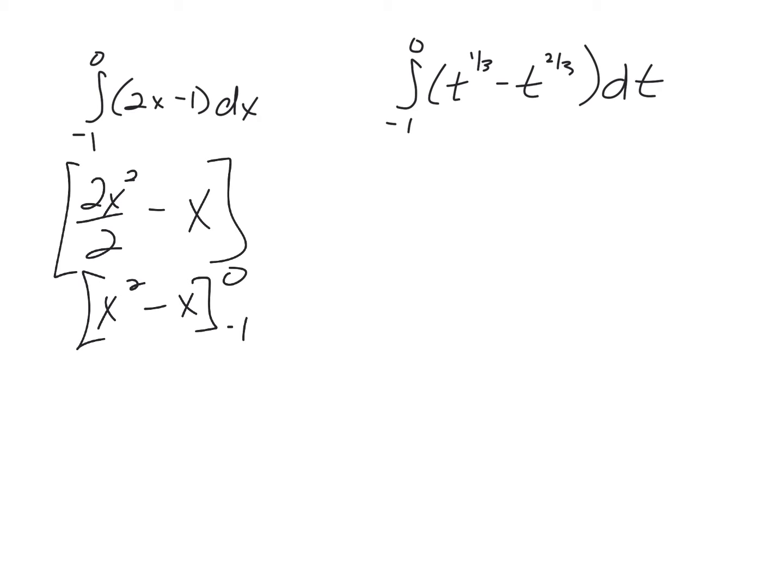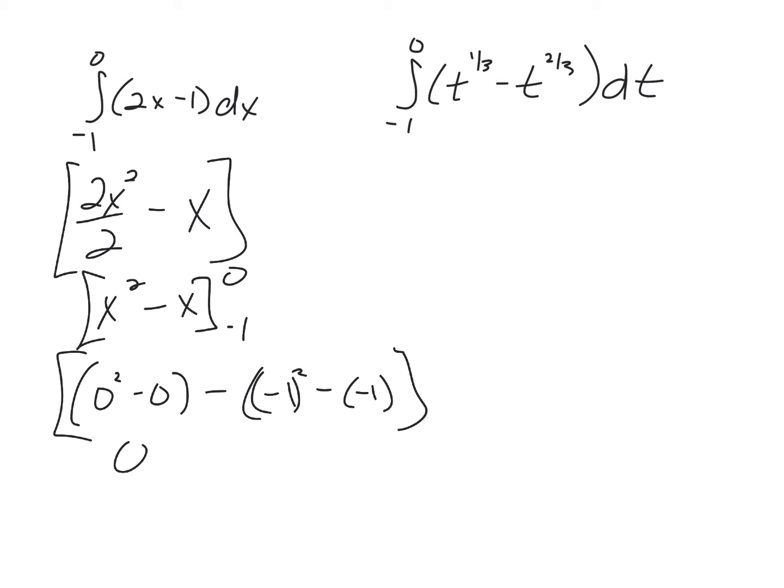We put 0 in, you're going to get 0 squared minus 0. Put -1 in, you're going to get -1 squared minus -1. And then we get 0 minus, -1 squared is 1, 1 minus -1 is 2. So you're going to get an answer of -2.